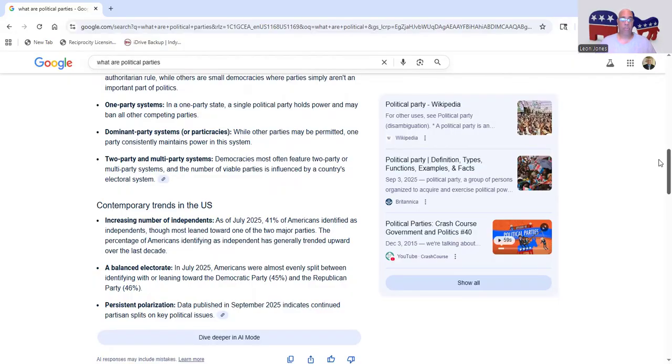And then we have the balanced electorate. In July of this year, Americans were almost evenly split between identifying with or leaning towards the Democratic Party at 45% and the Republican Party at 46%. And then we have persistent polarization. Data published last month, September 2025, indicates continued partisan splits on key political issues.